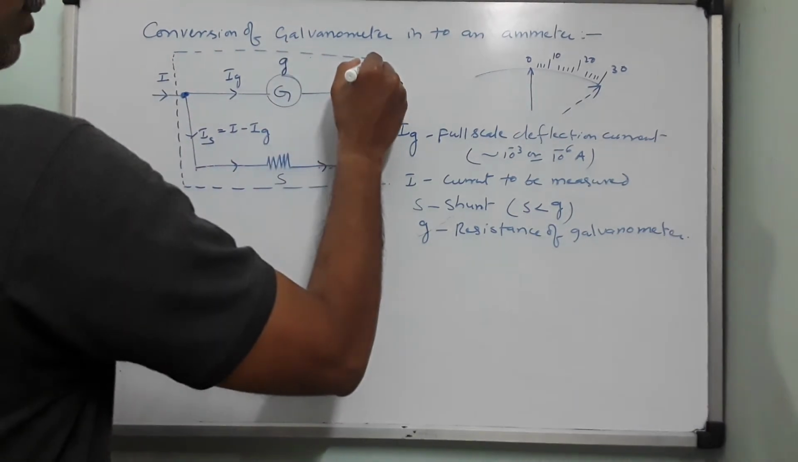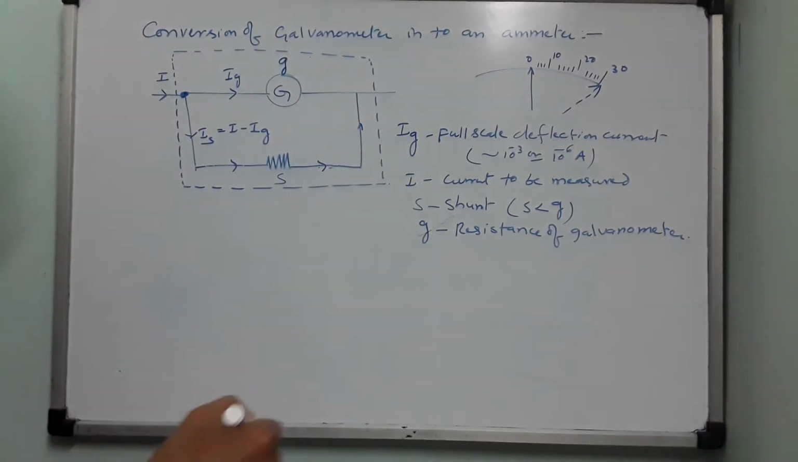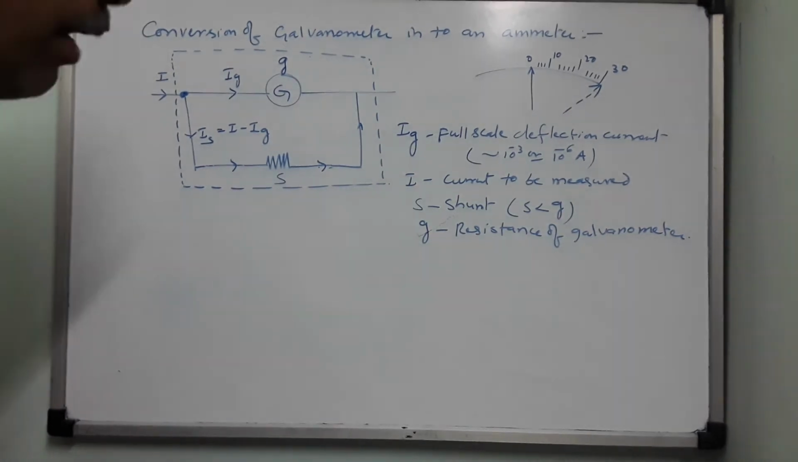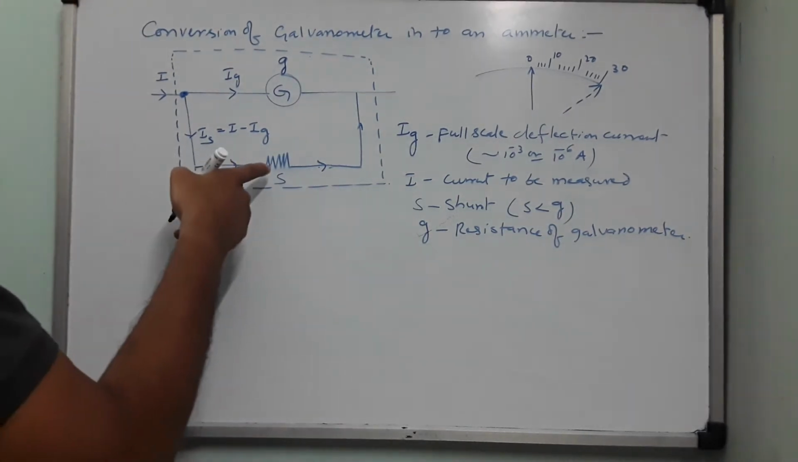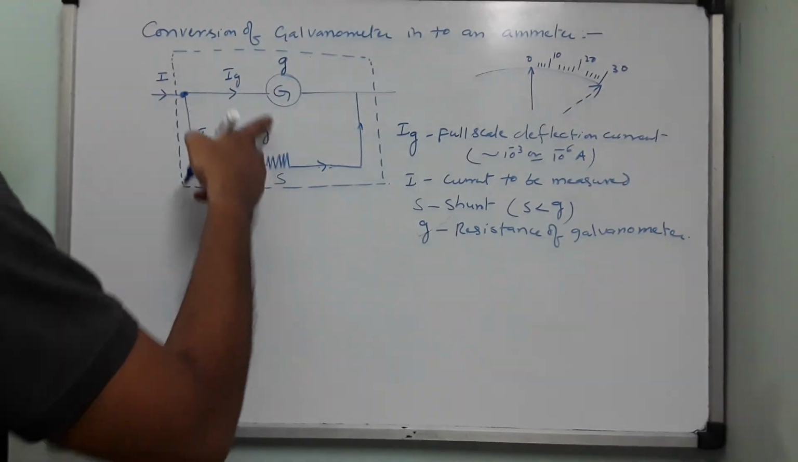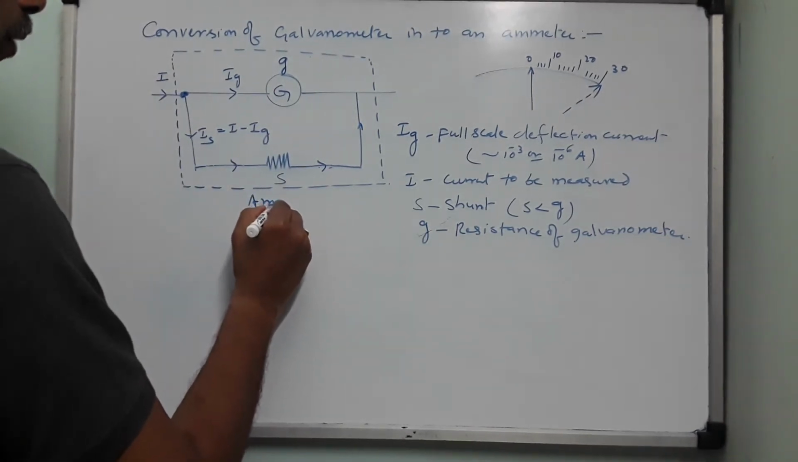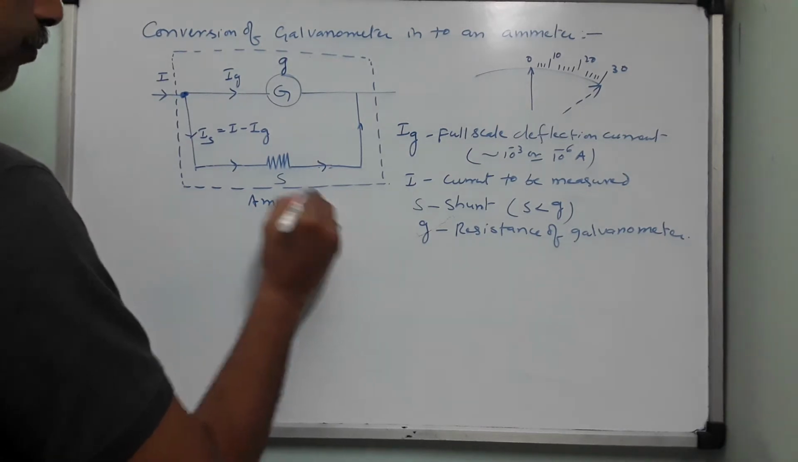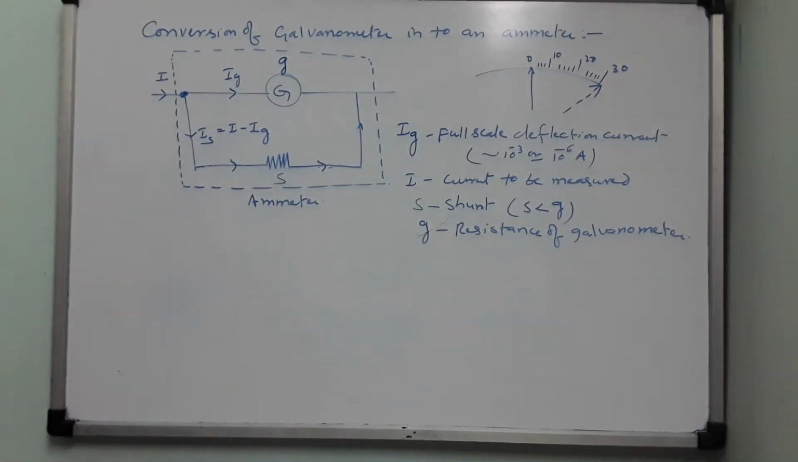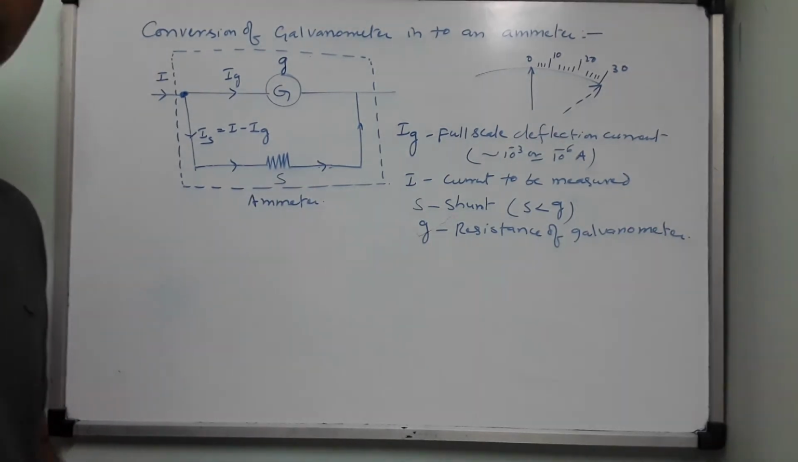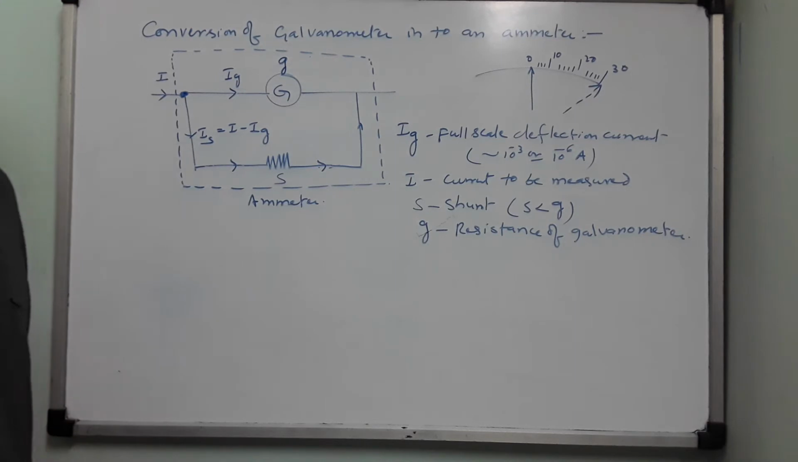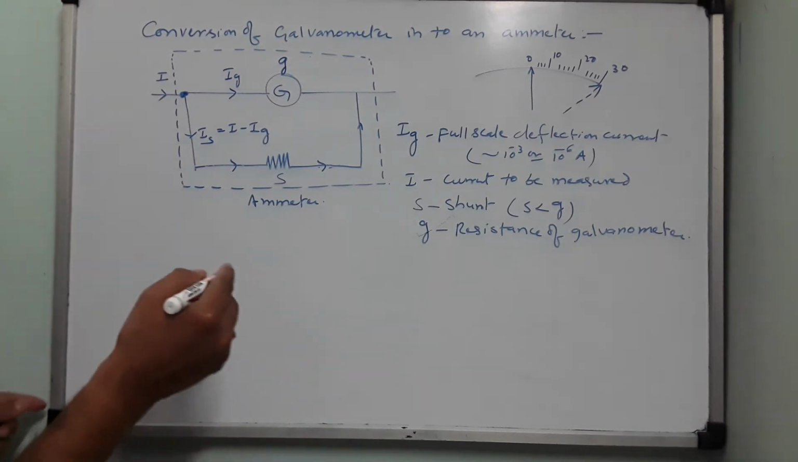So if you open the ammeter in the lab, you will see that there is a small resistance connected in parallel to the galvanometer. So this entire arrangement, what do we call it? Ammeter. So what did you do? How did you convert a galvanometer into an ammeter? A galvanometer is converted into an ammeter by connecting a shunt, a small resistance, in parallel.